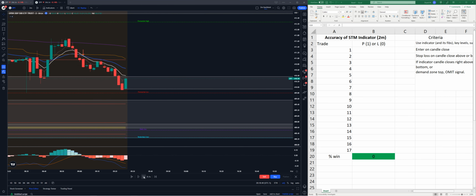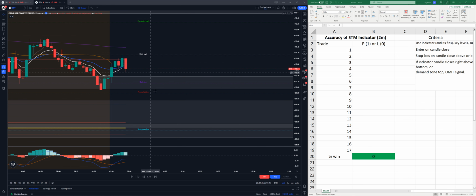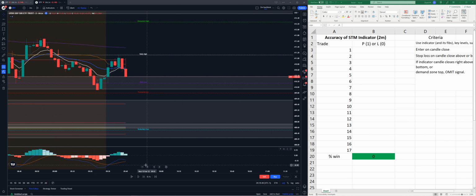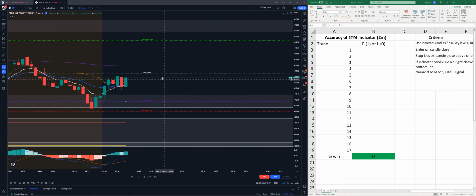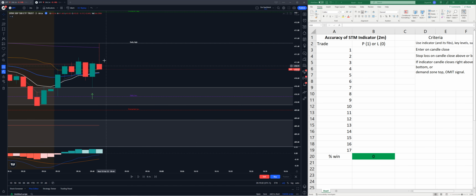We're going to start the price action. It looks like we already had a signal, so let's just skip to that. Okay, here we go. We got our first signal. So I would enter calls here. You can see that we bounced right off of this demand zone top, which is really nice. I would enter calls here looking to take my profit at the 200 EMA, and my stop would be a close below the 21 EMA. We end up hitting our target, so we'll call that a 1 for a win.